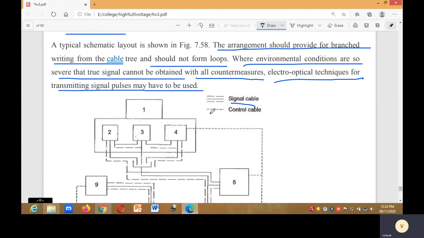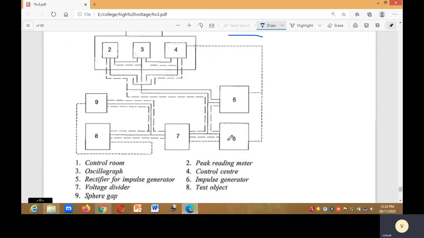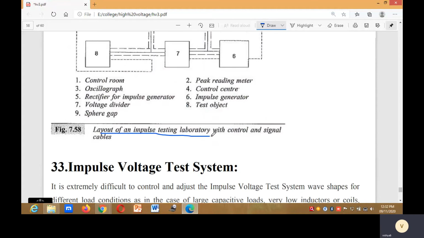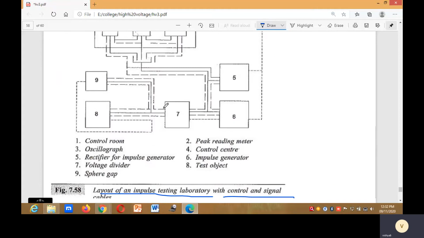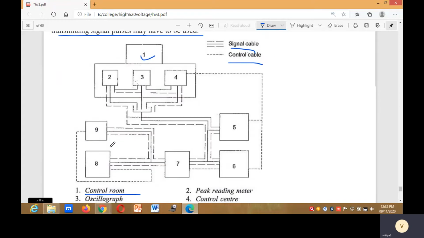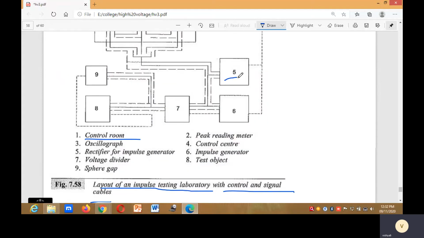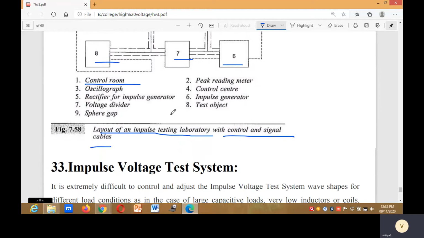This symbol is signal cable and this symbol is control cable. This is the diagram, the layout of an impulse testing laboratory with control and signal cables. One is the control room and 2 is the peak reading meter. 3 is the oscillograph, 4 is the control center, and 5 is the rectifier for the impulse generator. 6 is the impulse generator, 7 is a voltage divider, 8 is a test object, and 9 is a sphere gap. This is the layout of an impulse test laboratory with control and signal cables.